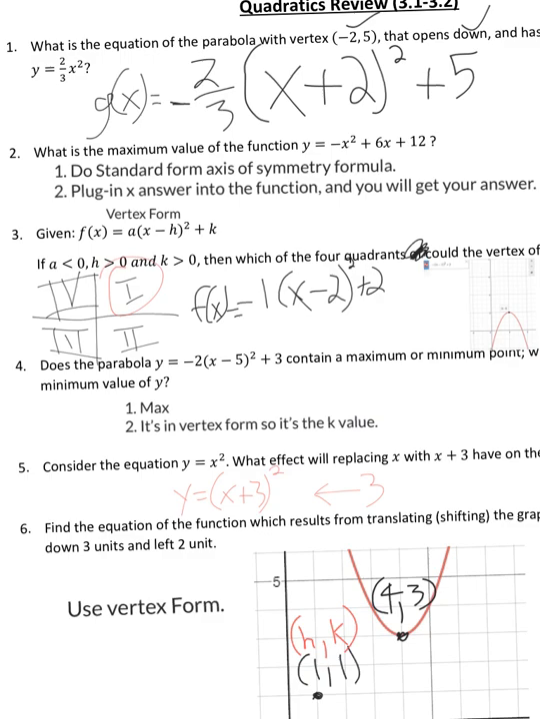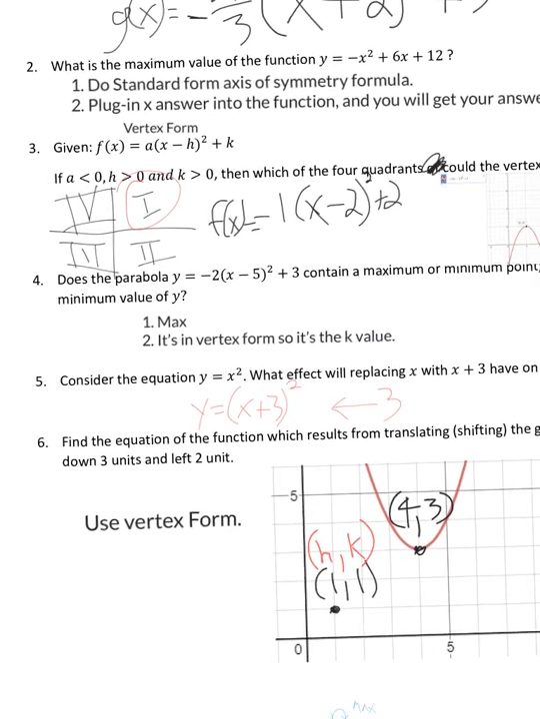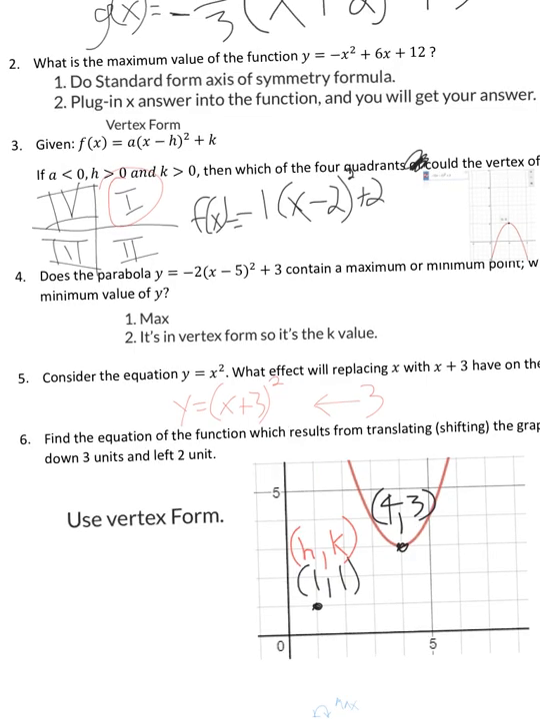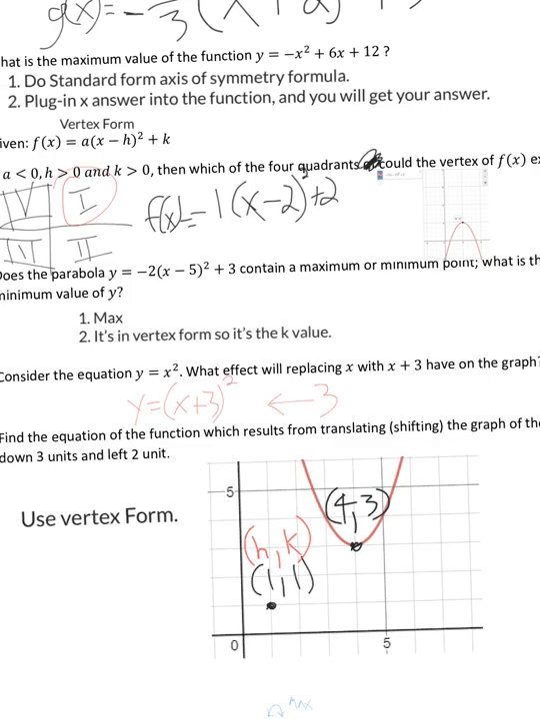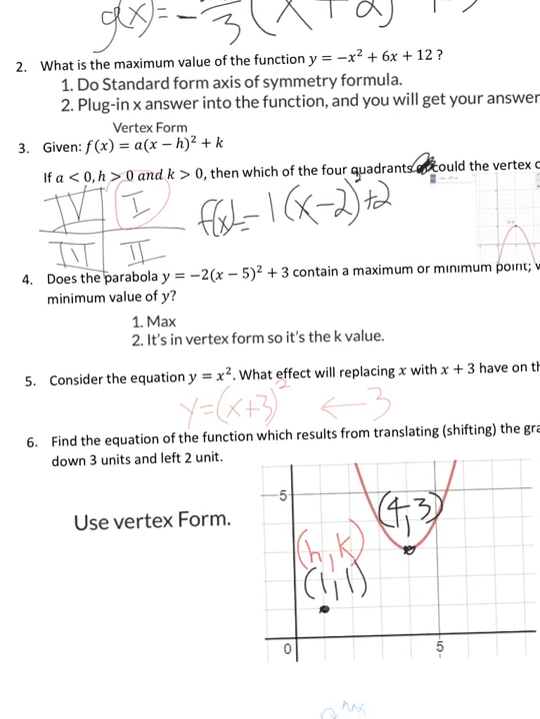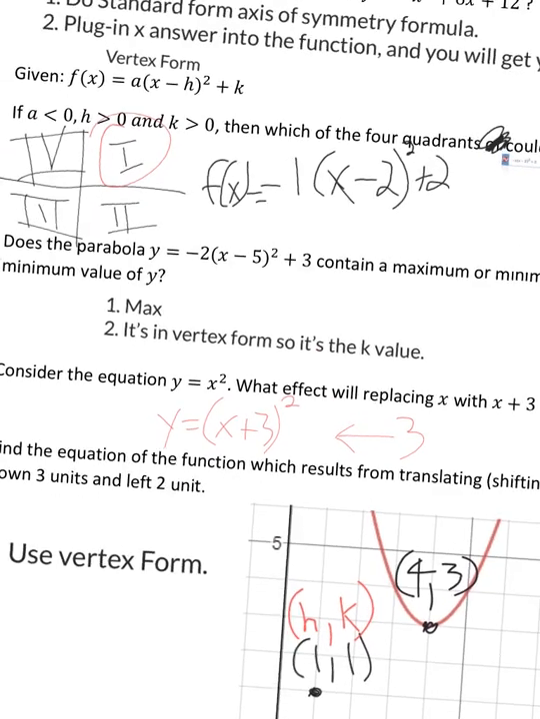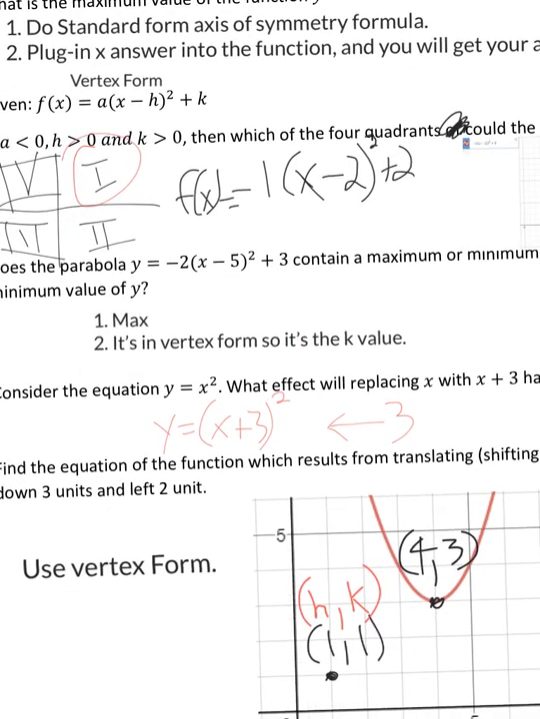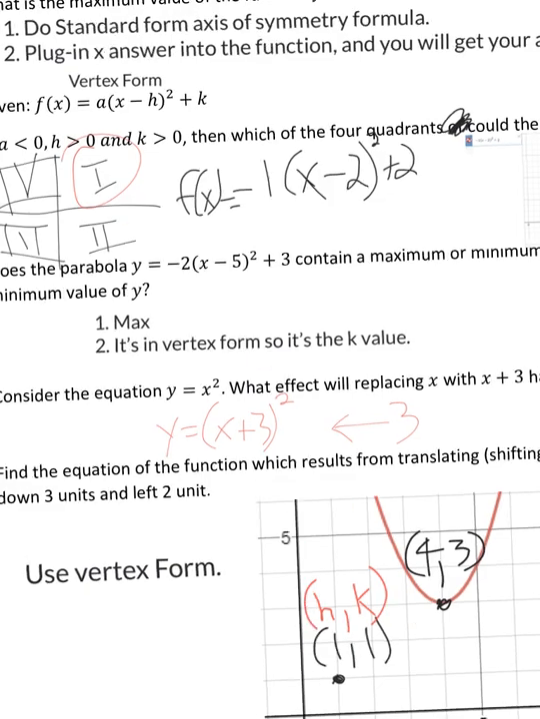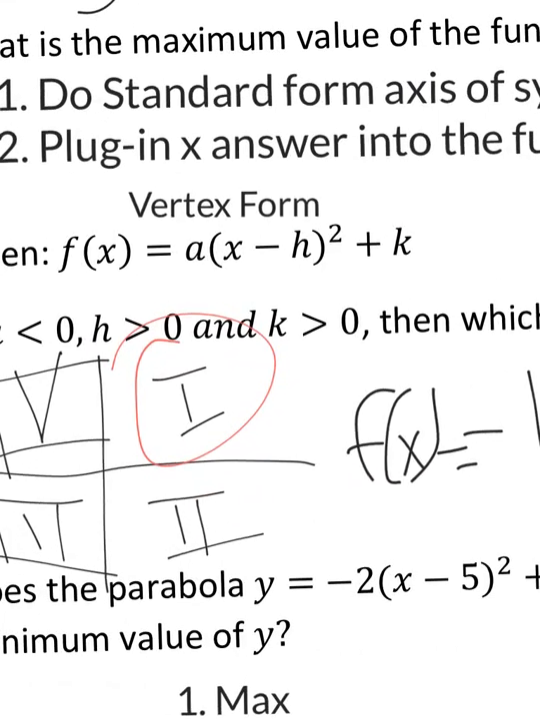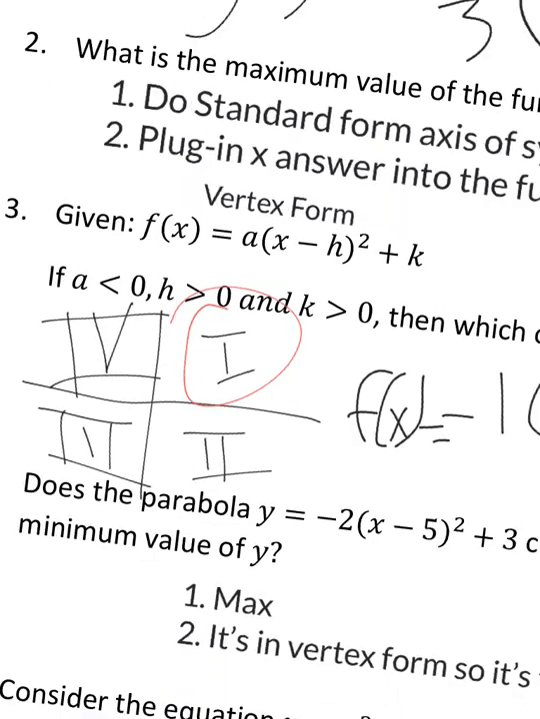Alright? Number 4, does the parabola negative 2 times (x minus 5) squared plus 3 contain a maximum or minimum point? What is that maximum or minimum value of y? So I told you it is going to be a max, and then it's in vertex form, so it's the k value. So I won't tell you which one it is, but here's the vertex form formula. So yeah, just think about that.